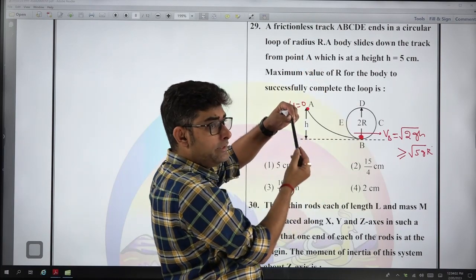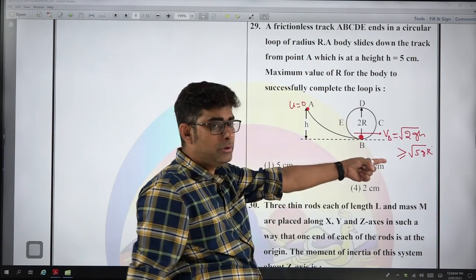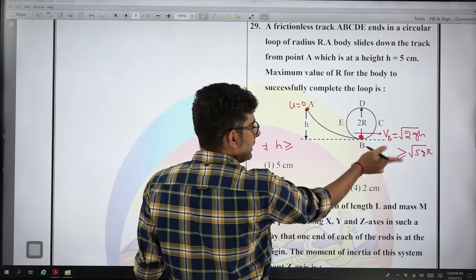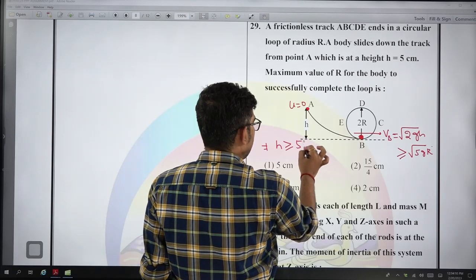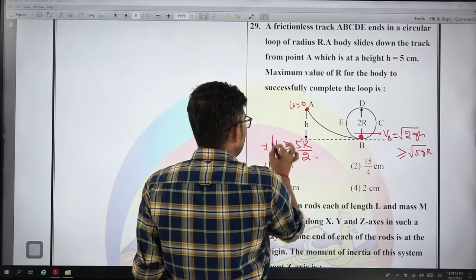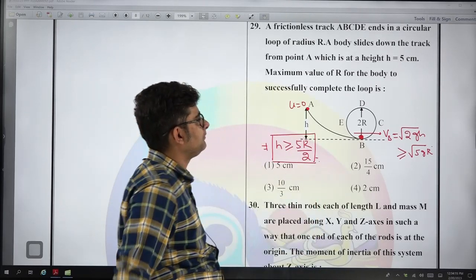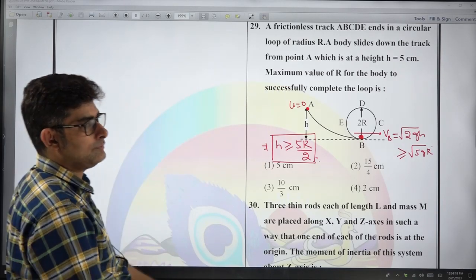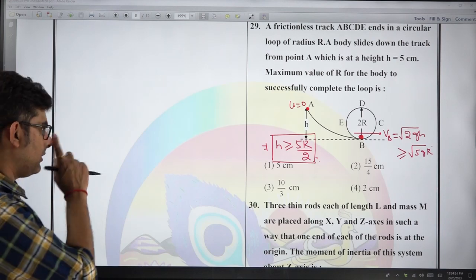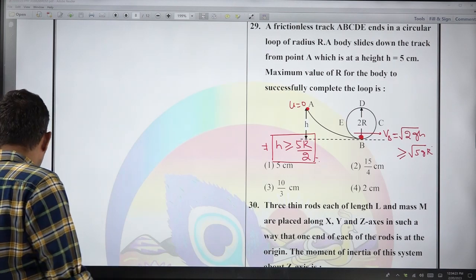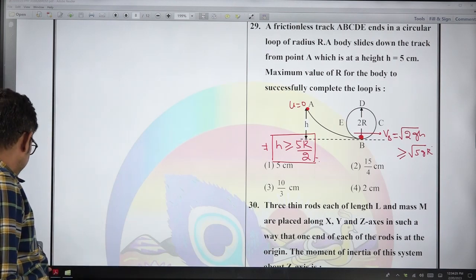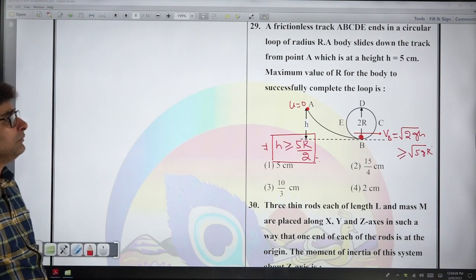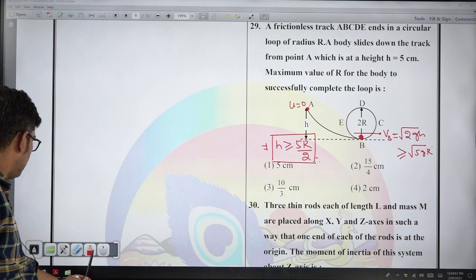Just like in string, it is root 5 GL. Here it will be root 5 GR. So what is the condition we get? If you remove the root from both sides, H should be greater than or equal to 5R by 2. So they are asking for R, H is known, so you can find R from here. Okay. So simple condition, root 2 GH should be greater than or equal to root 5 GR. Done? Okay.